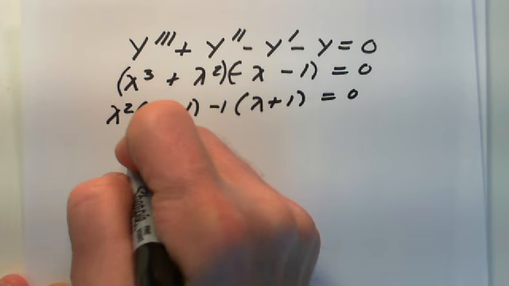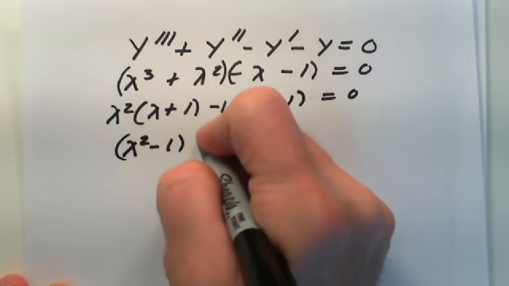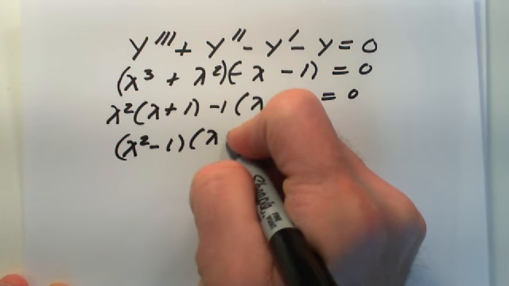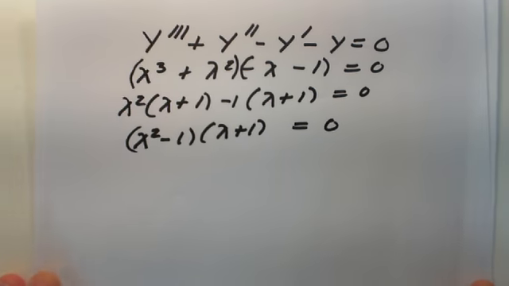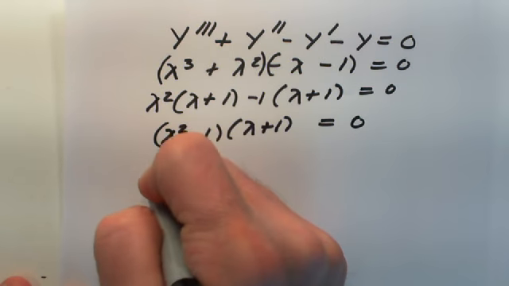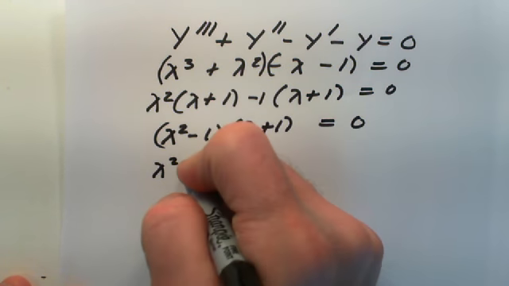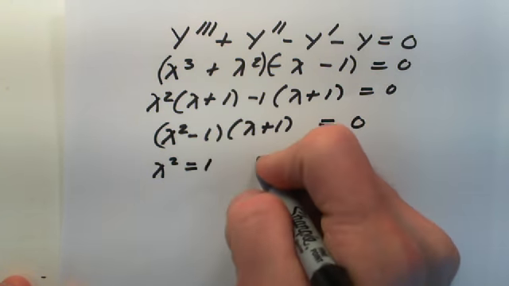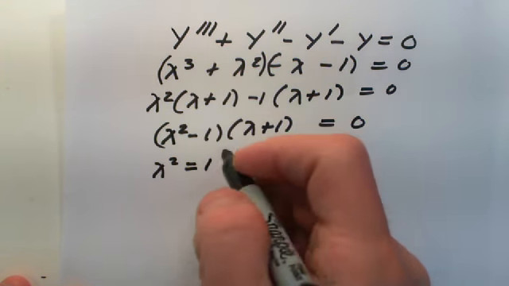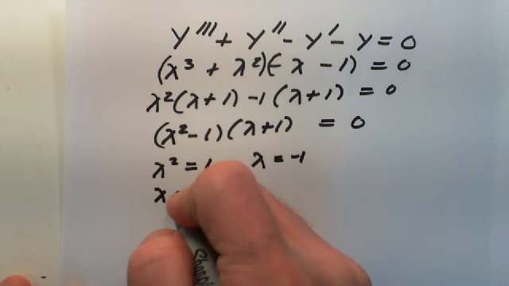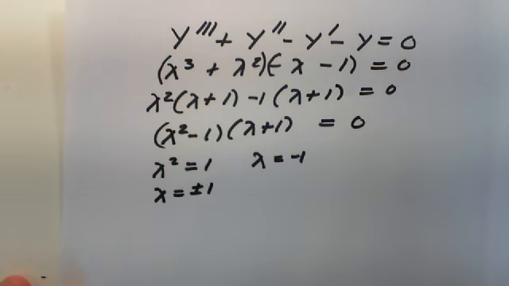We'll go ahead and rewrite that as our factors as lambda squared minus 1 times lambda plus 1 is equal to 0. We'll go ahead and solve this. We got lambda squared, we're going to move the 1 over. That's going to give me equals 1. We're going to move this over. Lambda is equal to negative 1. So we got that one. We'll go ahead and solve this again. Lambda is equal to plus or minus 1.